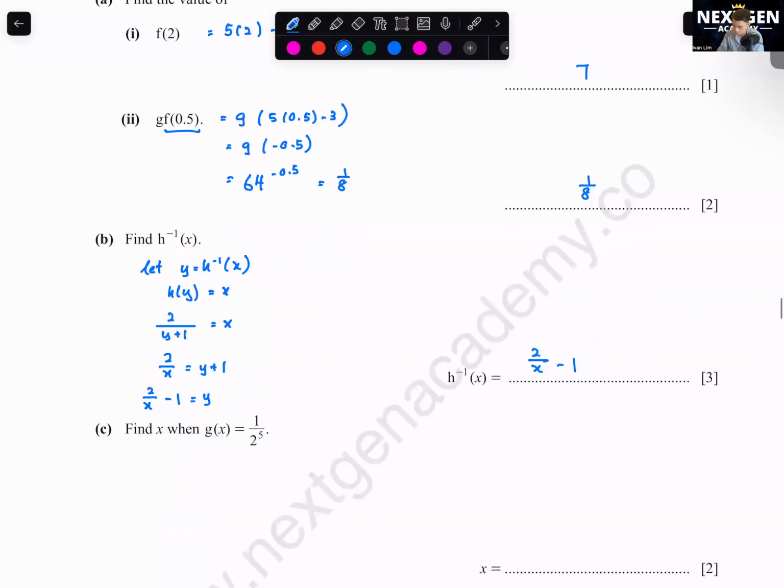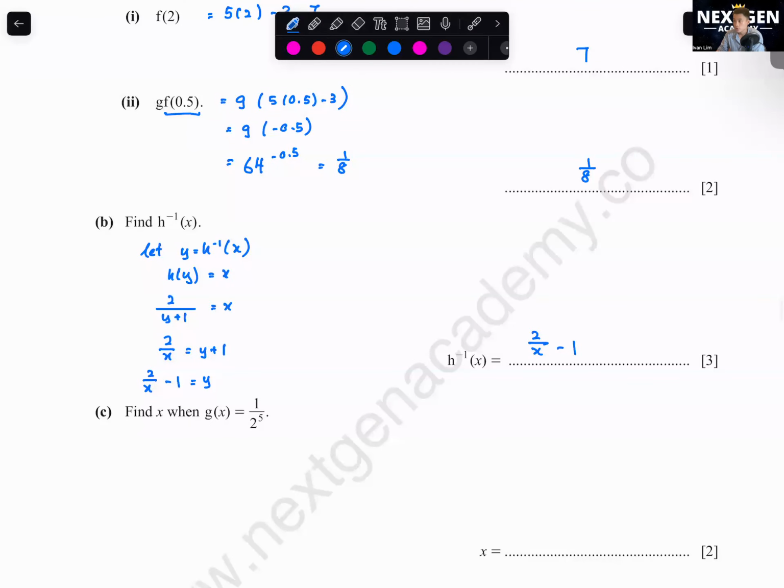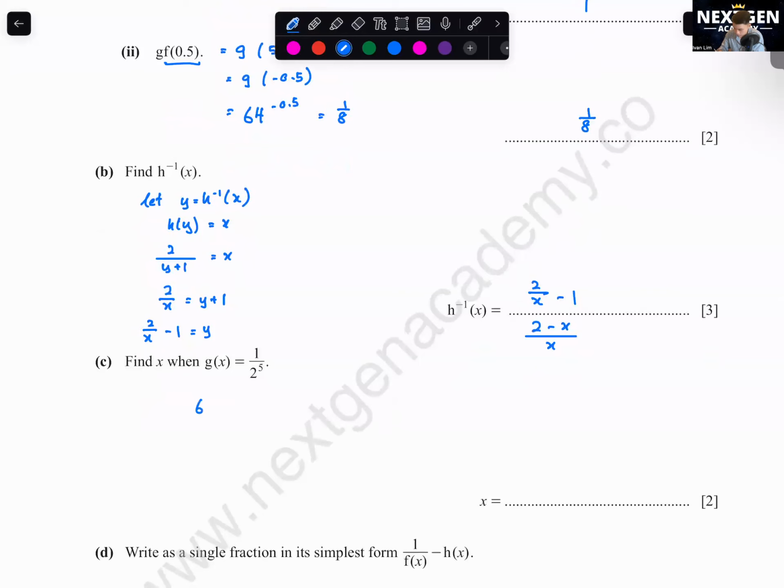Find x where gx equals 1 over 2 to the power of 5. So what is gx? Gx is 64 power x. Okay, can you put 2 minus x over x? Can. It's the same thing. So the other alternate answer is this, 2 minus x over x. Okay, gx. What is gx in the question? 64 to the power of x equals 1 over 2 to the power of 5.